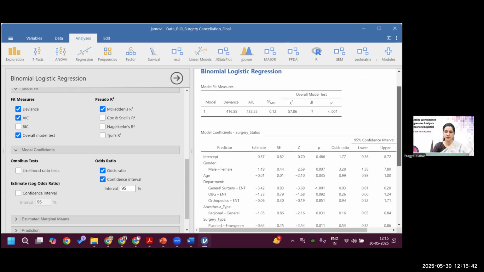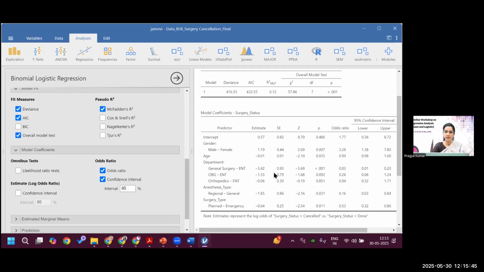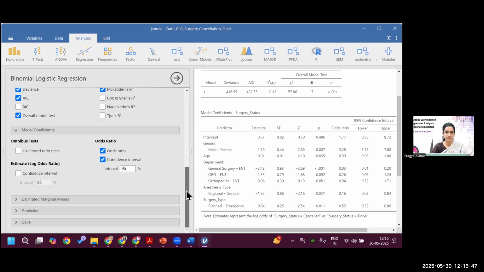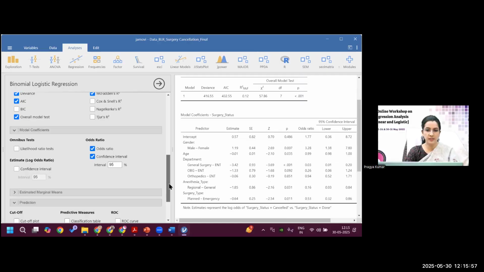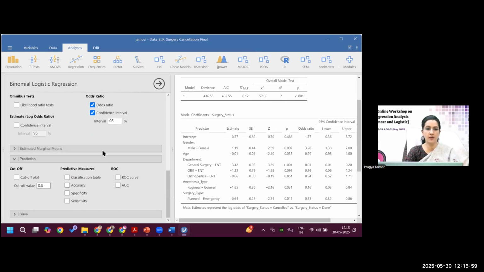Odds ratio, 95% confidence interval. This is the table. Estimated marginal mean, I will tell you later. First, let me explain this. Prediction, regarding this also I will tell you later.